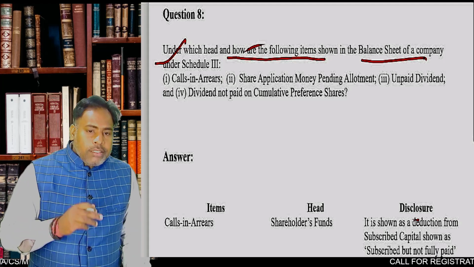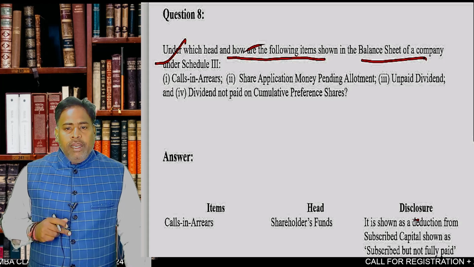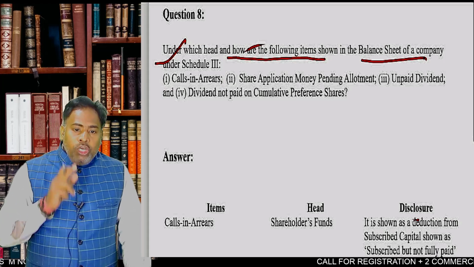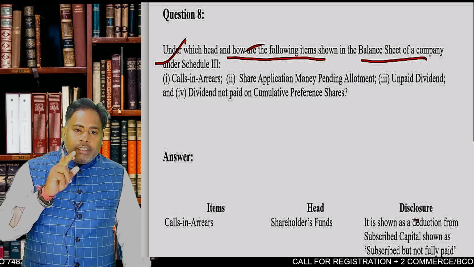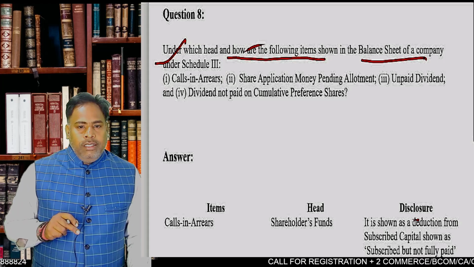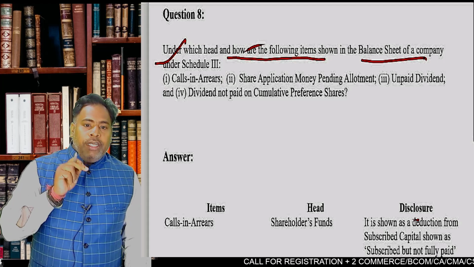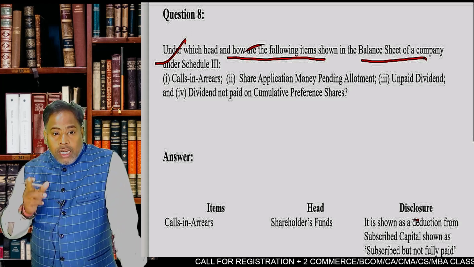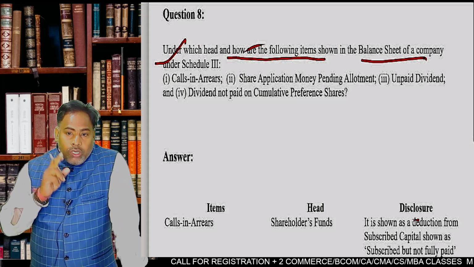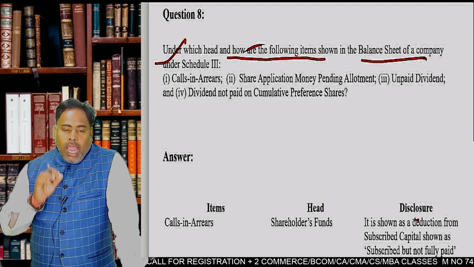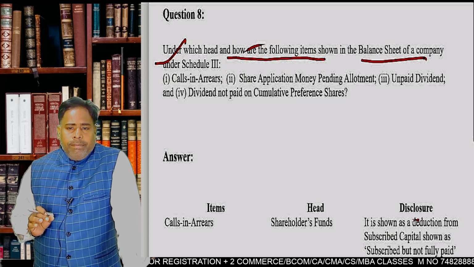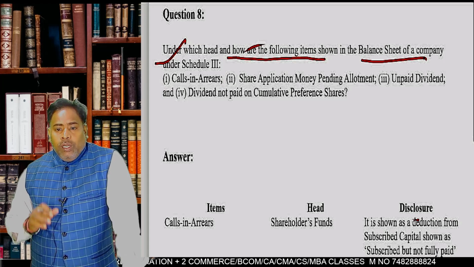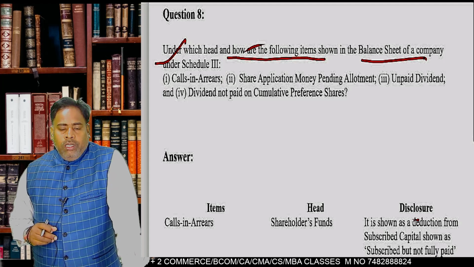So you need to understand what the different types of items to appear in the balance sheet are and how they are to appear. You should understand what the different items in the balance sheet are and where you have to put them. You have to write it in the proper place. Unless you understand the concept, you will not be able to write this answer. So I am explaining each and every concept, the different items, the different heads and the disclosure points of them also. So next question.